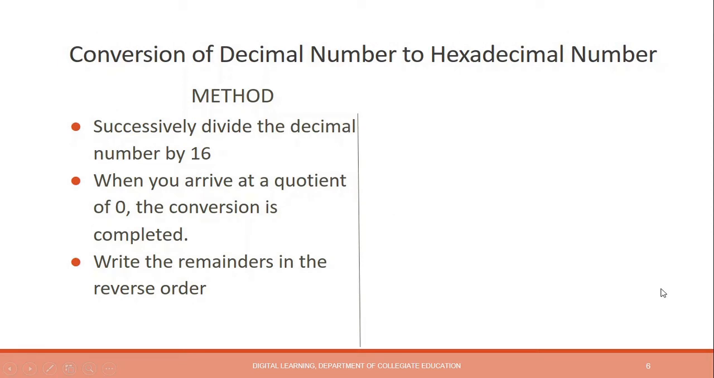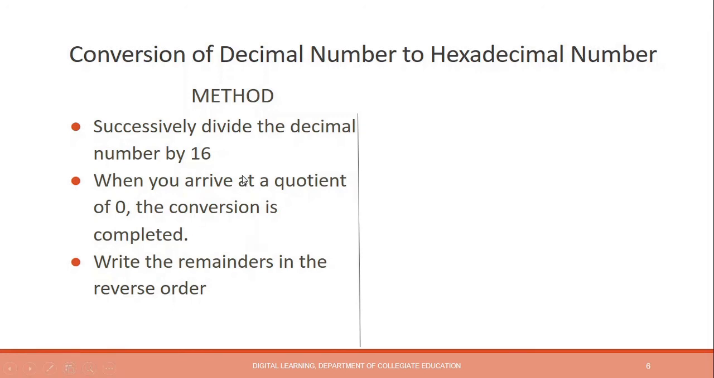Now let's see the conversion of decimal number to hexadecimal number. The process is similar to the conversion of decimal to binary or decimal number to octal. But here the destination number system's base is 16. So we are successively dividing the decimal number by 16, which is the base of the hexadecimal number system. Now if you arrive at a quotient of 0, the process is completed. Then write the remainders in the reverse order.